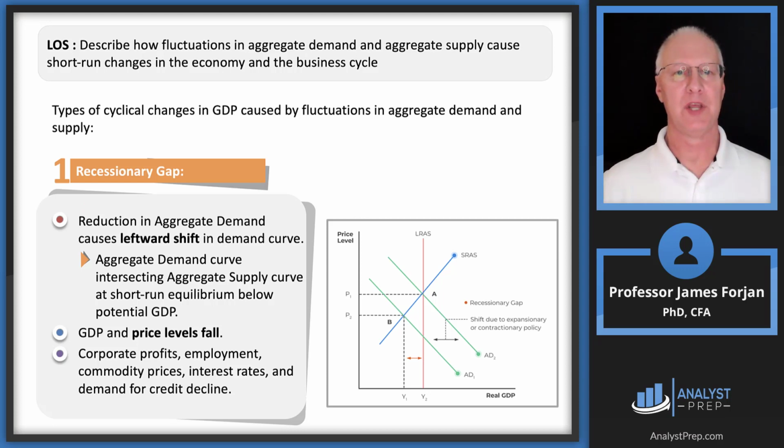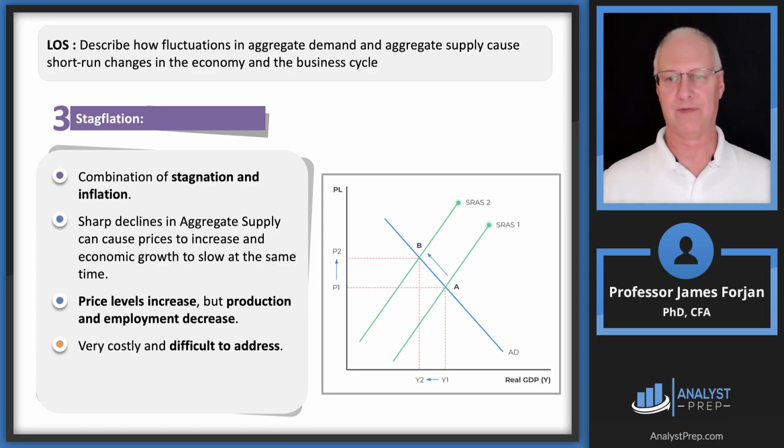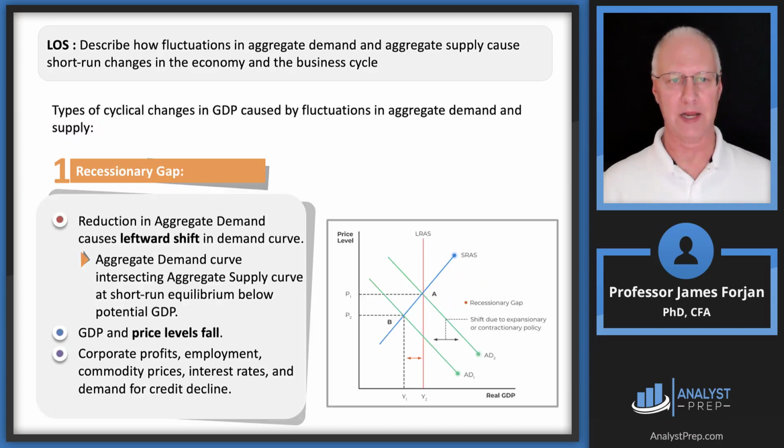Let's go ahead and continue our discussion of the business cycle, and that's a part of this LOS. And so what we're going to do here is take a look at shifts in these curves, and I'm going to scroll through this really quickly and then I'll come back. A recessionary framework, an inflationary framework, and a stagflation framework. All right, so what we're going to do is take a look at each one of these consequences to typical changes in the business cycle. All right, so let's go ahead and start with a recessionary gap.